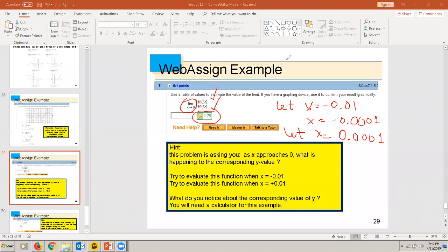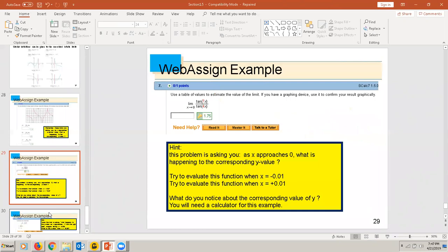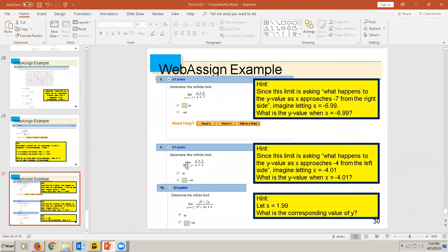All right, folks, let's do one more slide with some more WebAssign examples. Let me go here to slide 30. All right, so these are asking you to decide what happens for these limits. All right, let's go to the first example here. It says, what's the limit as x approaches -7 from the plus side?